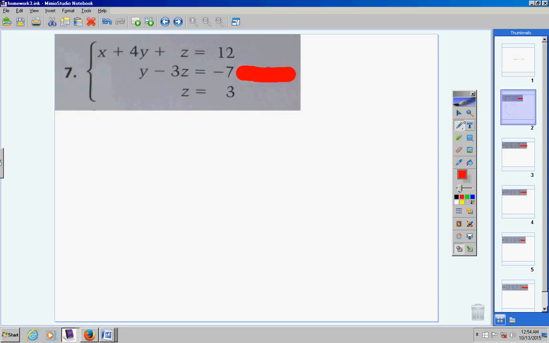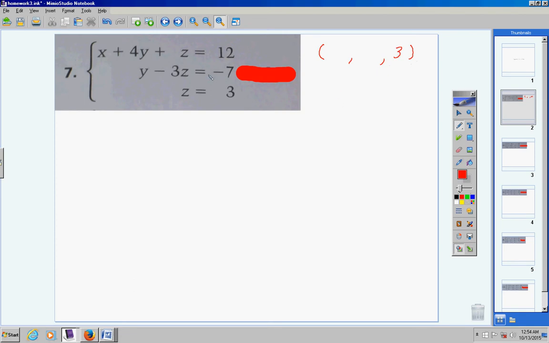Okay, number 7 is solving a linear three-variable equation. You should notice this will be pretty simple because we already know what z equals. Z equals 3. So we're trying to solve for three variables, x, y, and z. We know one of the answers already is 3.